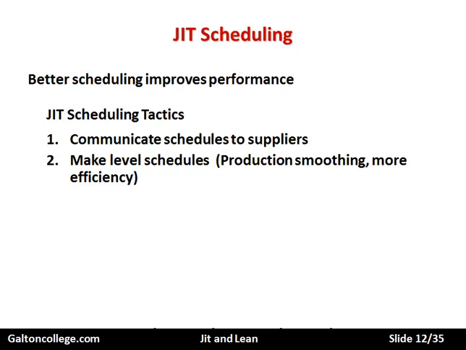Make level schedules. Production smoothing, sometimes called, and it leads to more efficiency. Production smoothing, there's no ups and downs in the production. There's no variations. We don't want 20 of these and 35 of those and 2 of those. Try to even it out so there's continuity in production, and it is more efficient as a consequence.